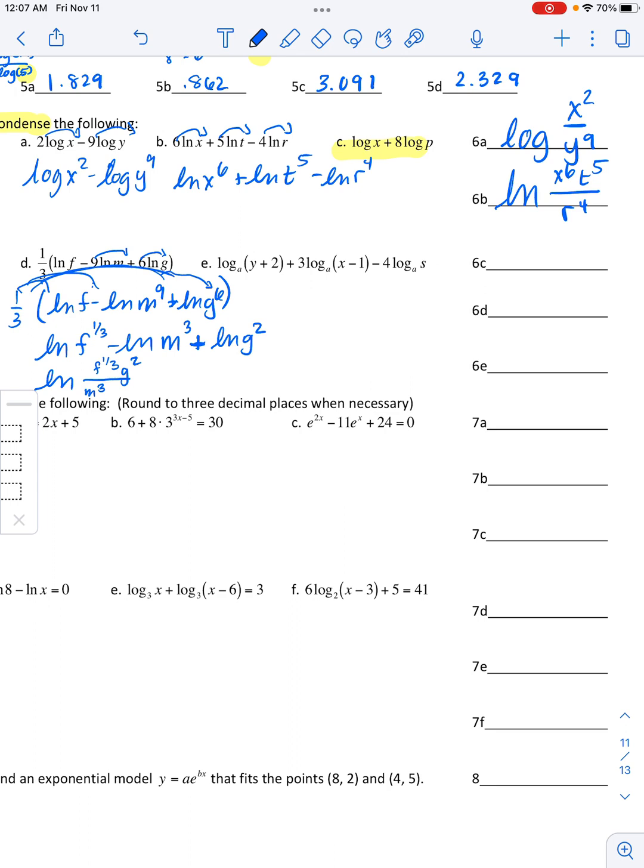So my answer for C is going to have ln, and then this is going to be the cube root of f over m to the 3rd. Here, I'm going to scoot that up and have log x plus log p to the 8. They are separated by adding, so I'm going to put them together by multiplication. So I skipped an easy one.